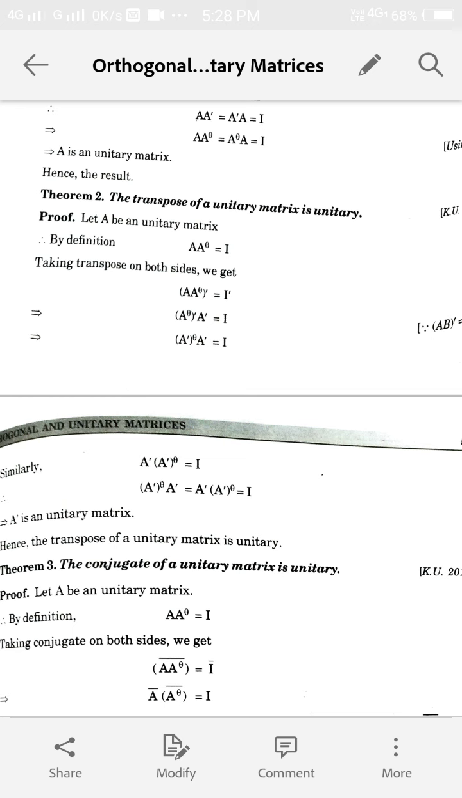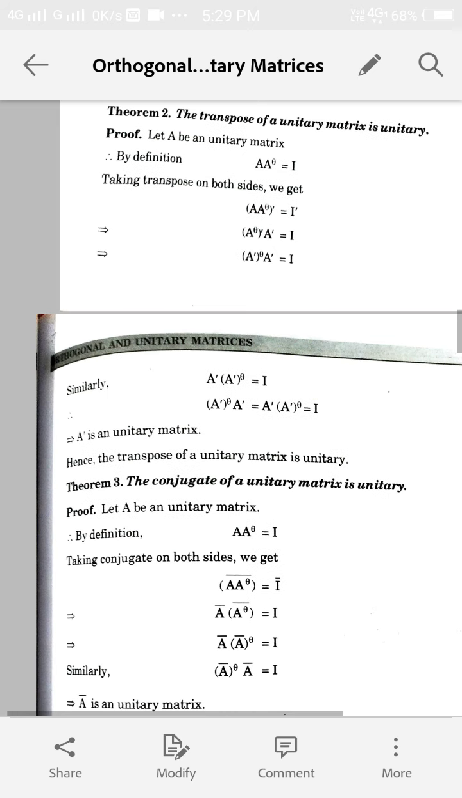Now A transpose and theta interchange both these, and we are left with A transpose theta into A transpose equal to identity. Now if we consider our matrix as A transpose, and here we see that A transpose theta into A transpose comes out to be an identity matrix. So we can say that matrix A transpose will be unitary. That is, the transpose of a unitary matrix is unitary.